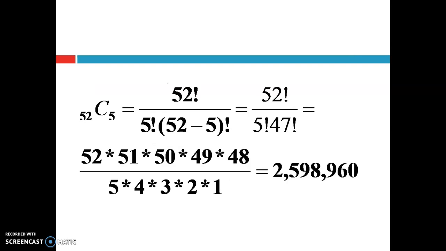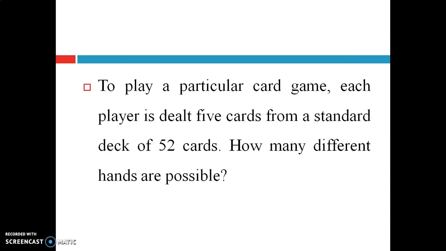So in this case n value is 52 and r value is 5. So just put the values into the formula, that is 52 factorial upon 5 factorial into (52 minus 5) factorial. So you will get the answer, 25,98,960 possible hands in such a condition.